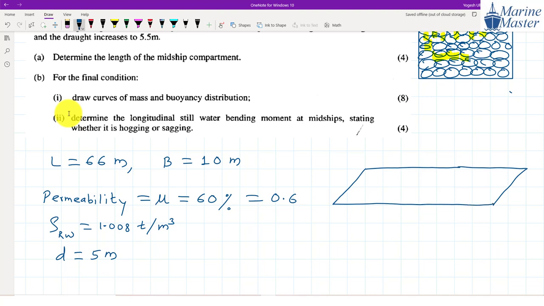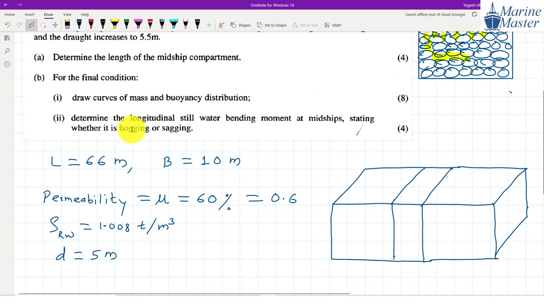So here what I am doing? I am drawing a 3D model. Okay. So this is our box barge. And here we will have what? Just imagine that this is our midship compartment. Got my point guys?